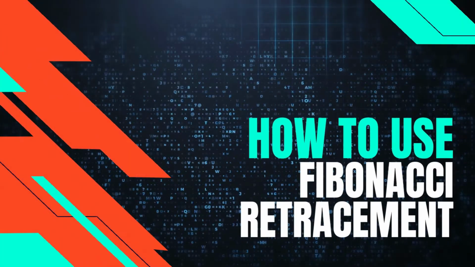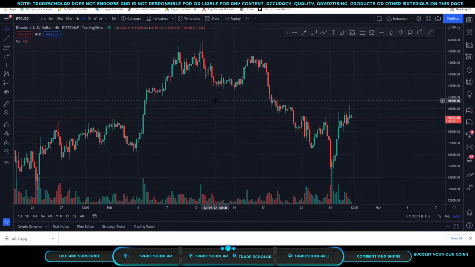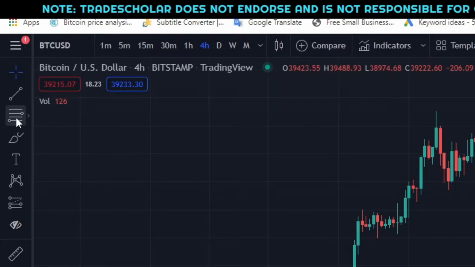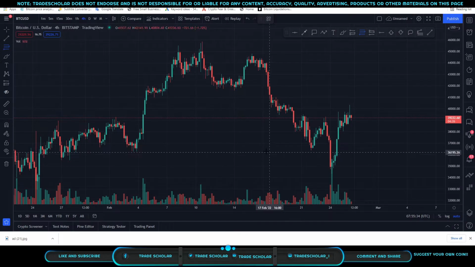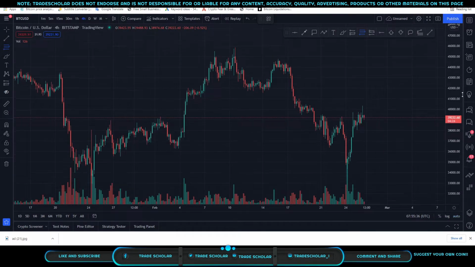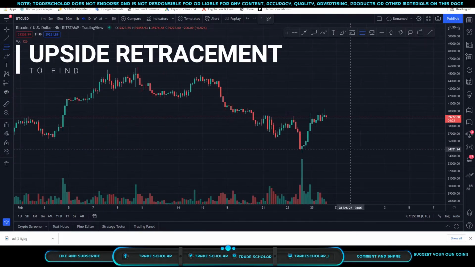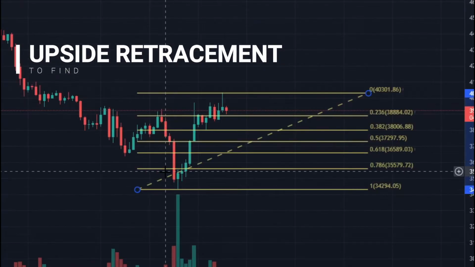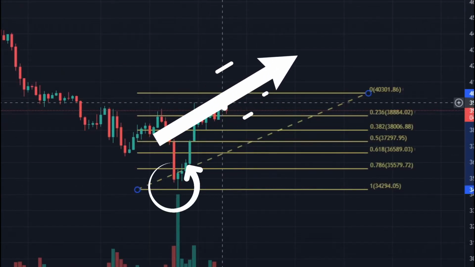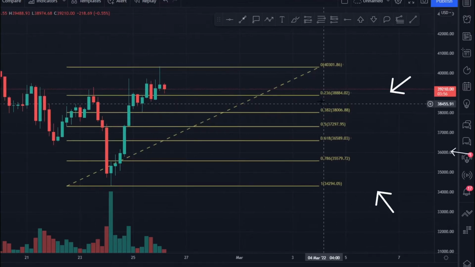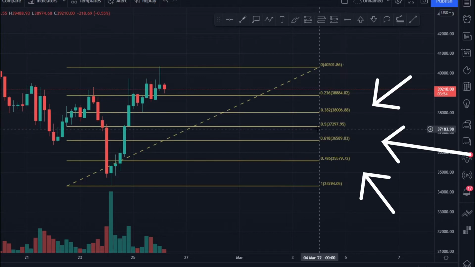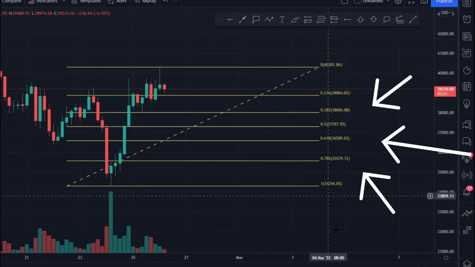How to use Fibonacci retracement. First, you're going to need to pull out the Fibonacci retracement here in the toggle bar on the side. Click the Fibonacci retracement, and then if you want to use it for finding the retracement to the upside, you pull it from swing low to swing high, and then the retracement areas are 0.382, 0.5, and 0.618.